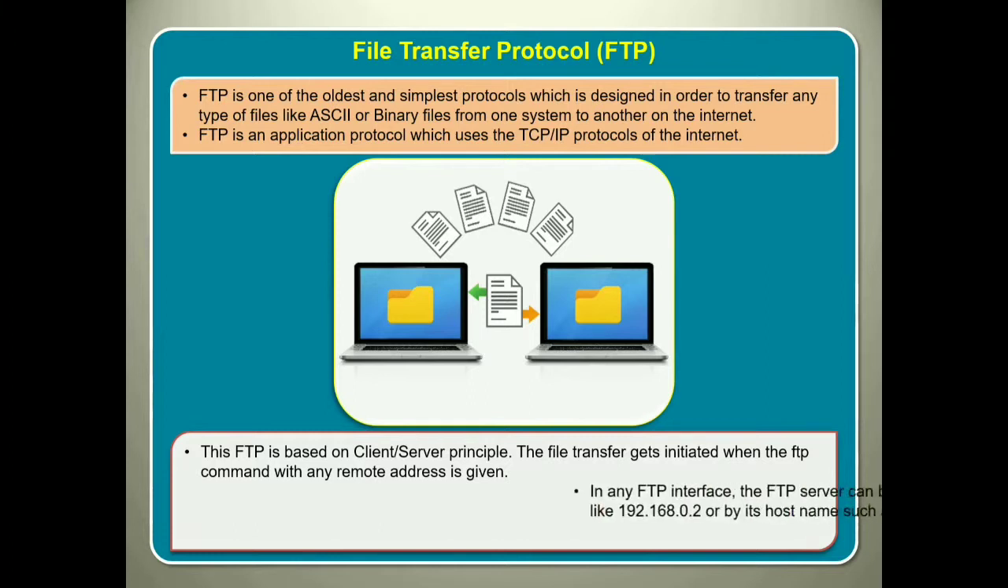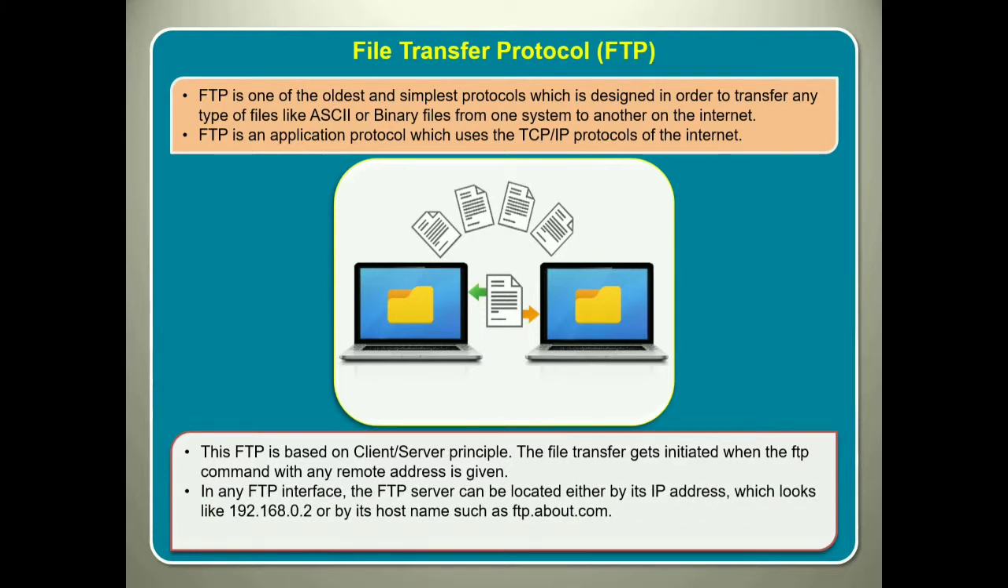In any FTP interface, the FTP server can be located either by its IP address, which looks like 192.168.0.2, or by its host name such as ftp.about.com. It is an efficient mode to send and receive files to or from a remote host.